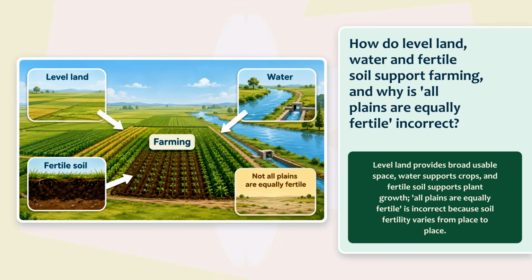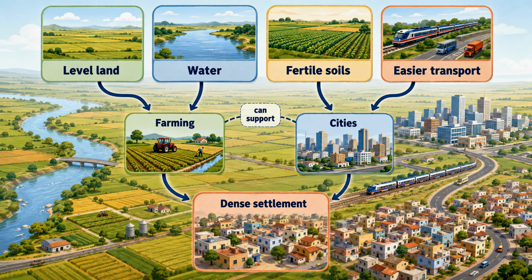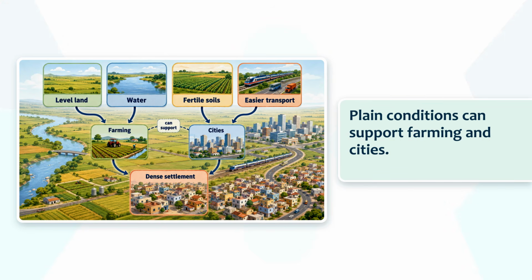Next, we will connect level land and easier transport with cities and dense settlement. Level land, water, fertile soils, and easier transport can support farming and cities on plains. Where many people live close together, the pattern is called dense settlement. Several advantages can build on one another. Plain conditions can support farming and cities. Those activities can help create dense settlement.